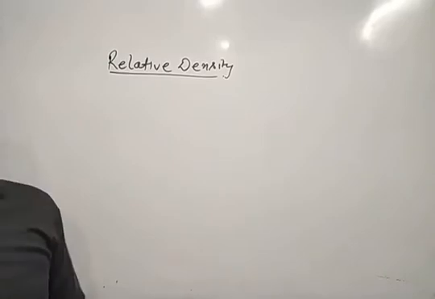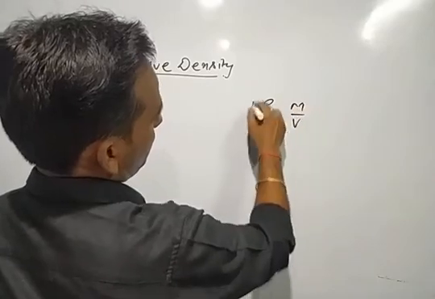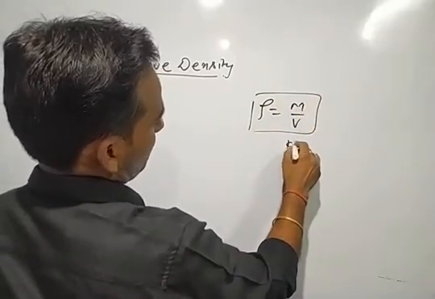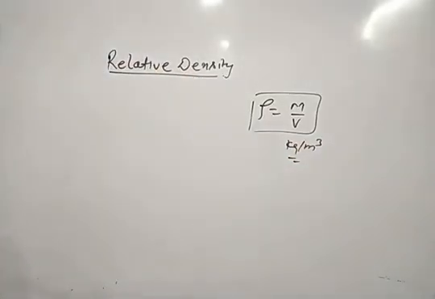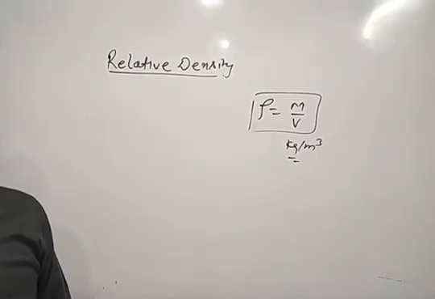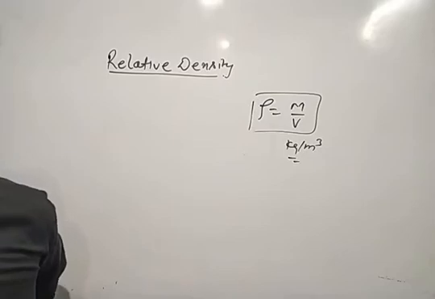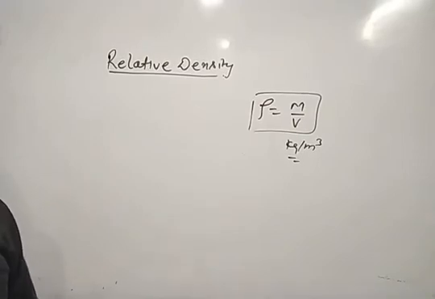So the relative density. I have told you the density is equal to mass upon volume, and the unit is kilogram per meter cube. Now, what is relative density? Listen carefully. The density of the substance upon the density of the water. That means relative density of the substance is defined as the ratio of the density of the substance upon the density of the water.